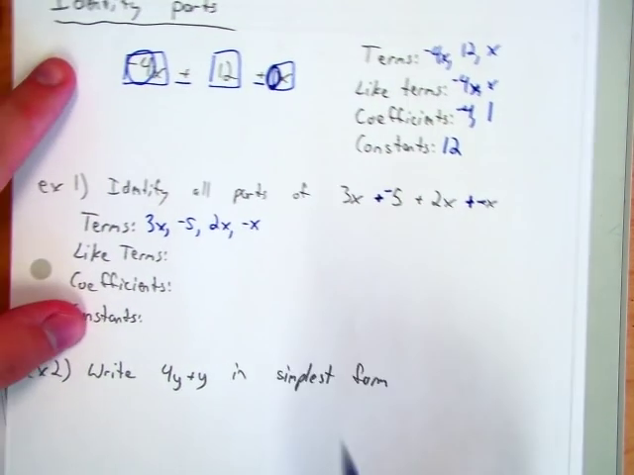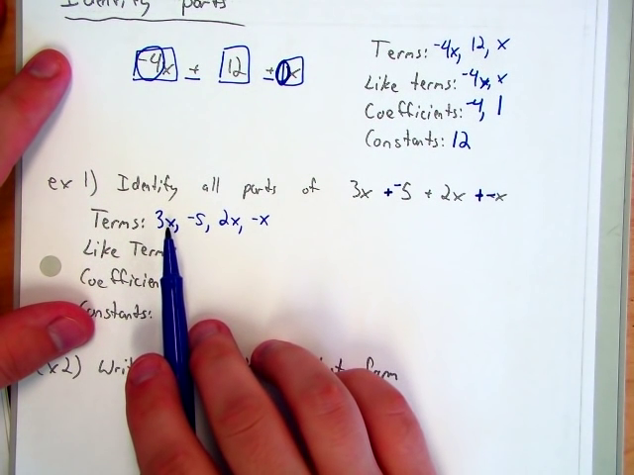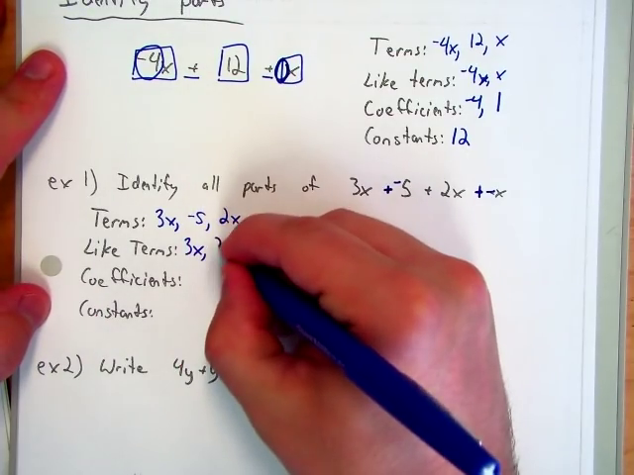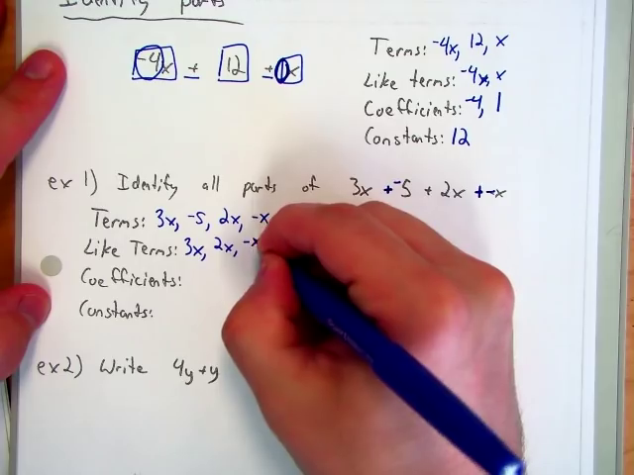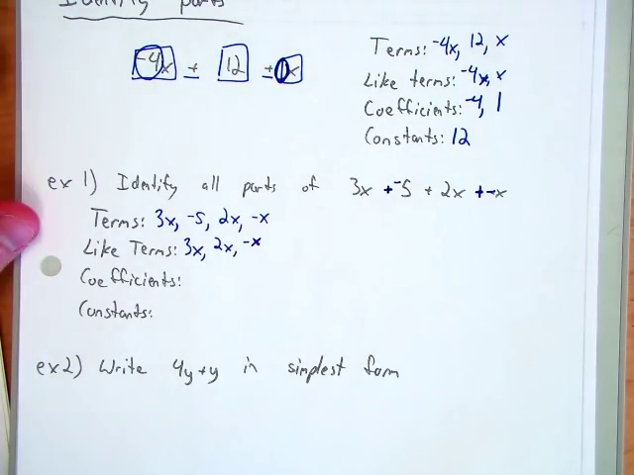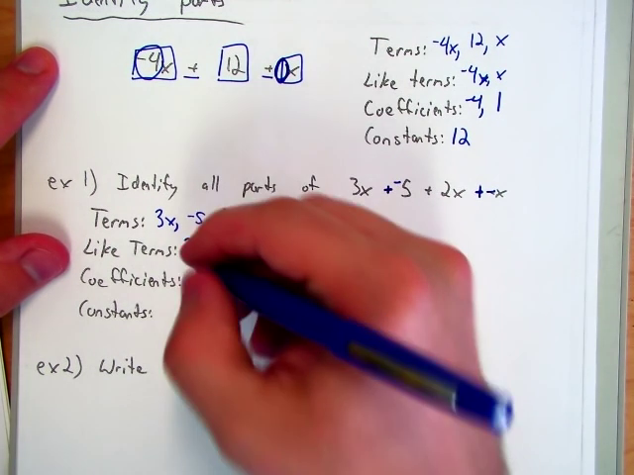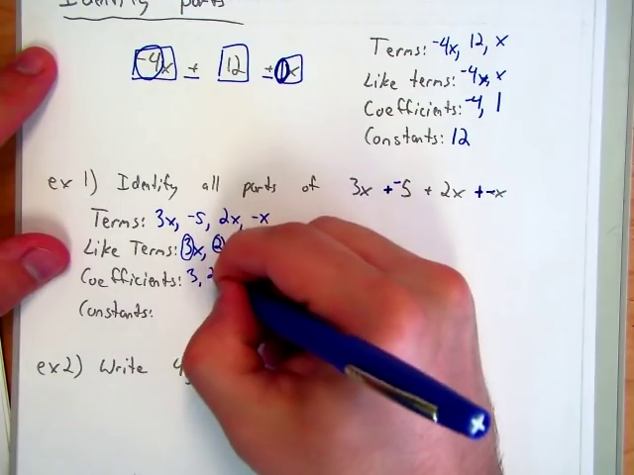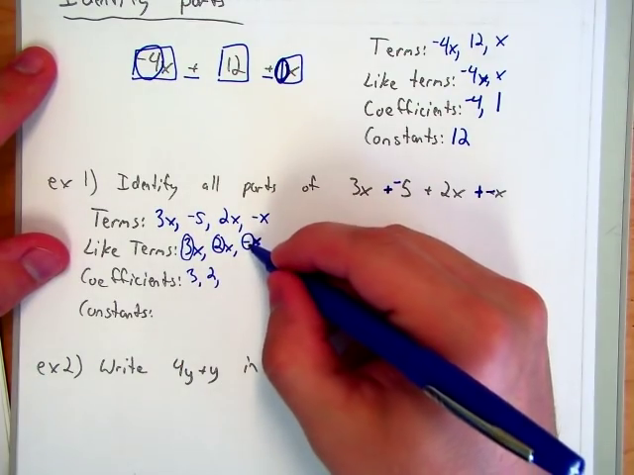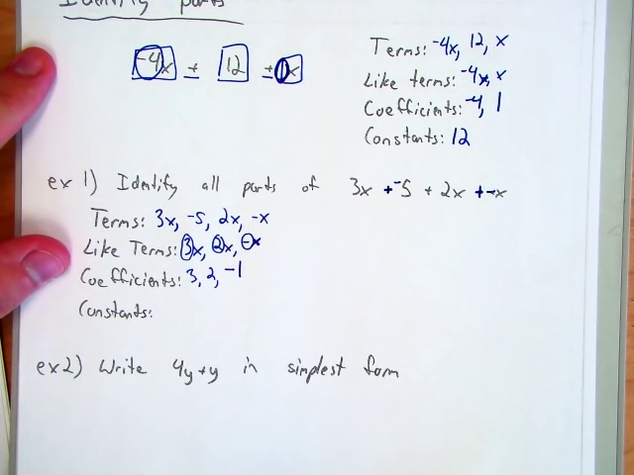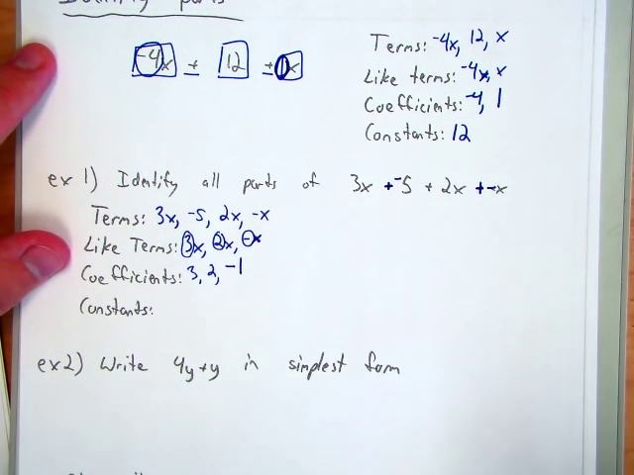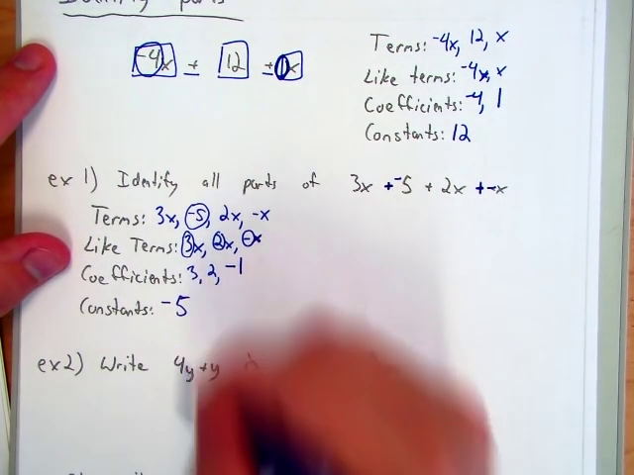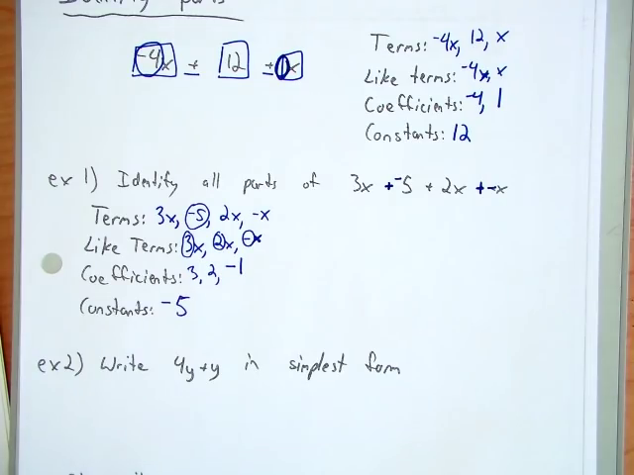Like terms, those are all terms that have the same variable raised to the same exponent. 3x, 2x, and negative x are all like terms. They all have an x, and it's all raised to the same power, which is 1 in this case again. Coefficients, numbers attached to the variables. That'd be 3, 2, and because there isn't a number here, but there is a negative sign, it's negative 1. And then constants, that would be the last number here, the number without a variable, so that'd be negative 5y. Or sorry, just negative 5.